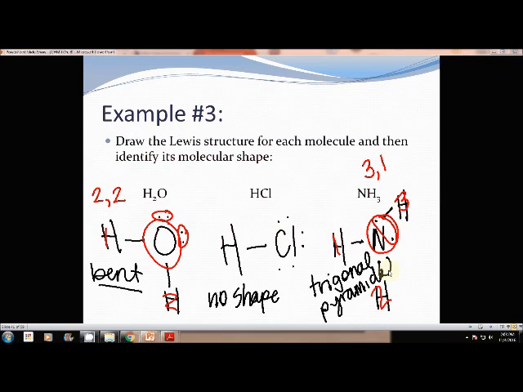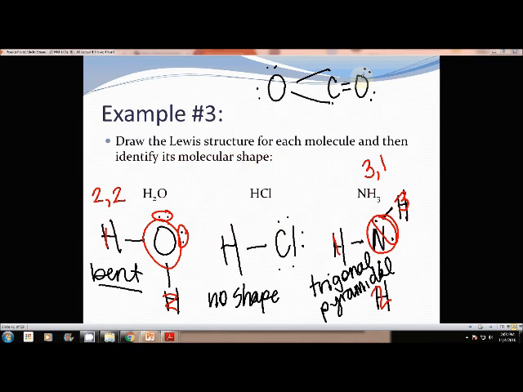Last but not least, we don't have these in our examples, but if you ever have a double bond, you don't count the lines, you count the elements that are connected. So even if you have a double bond, this would still be 1, 2 atoms connected. Okay, does that make sense?